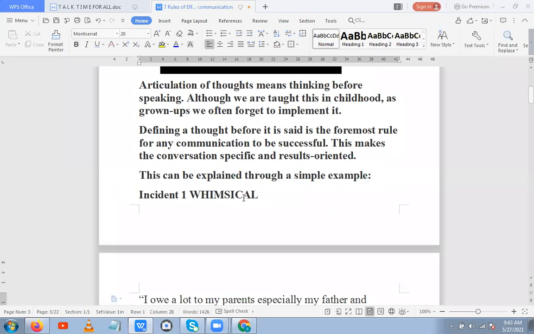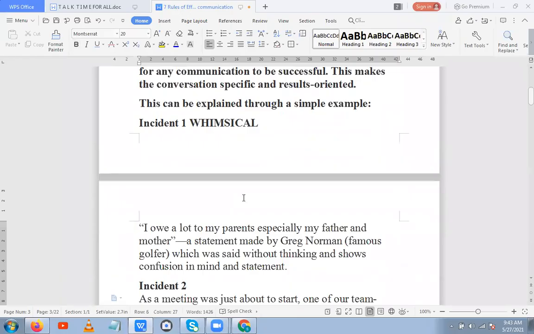So let us take incident 1. And the word was, he talks on his whims. जो मर्जी में आता वही बोलता है. He talks on his whims. And whimsical, adjective. He is whimsical. He does whatever he wants to without thinking of anybody else. Incident 1.